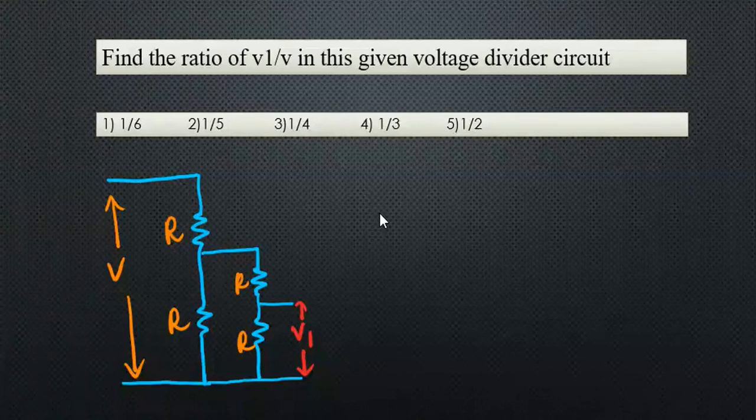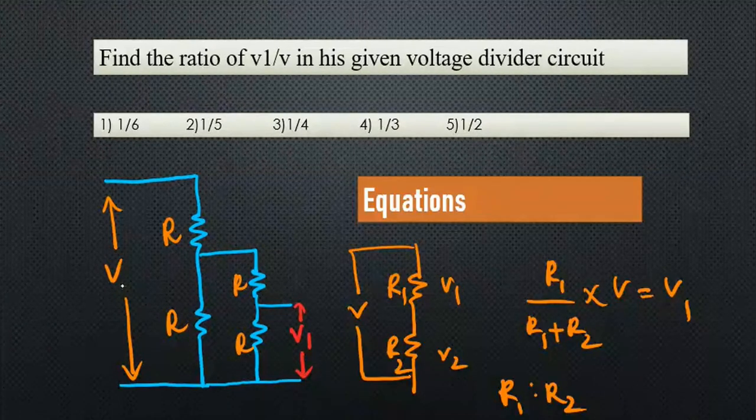Find the ratio V1 over V in this given voltage divider circuit. So here we need only one equation. When the resistors are connected in series this way, to find the potential, we can use the potential divider method. Here, we take the resistance ratio equal to the potential ratio.